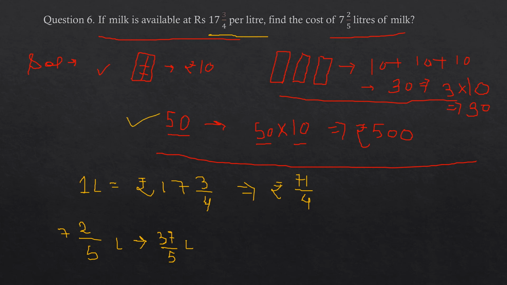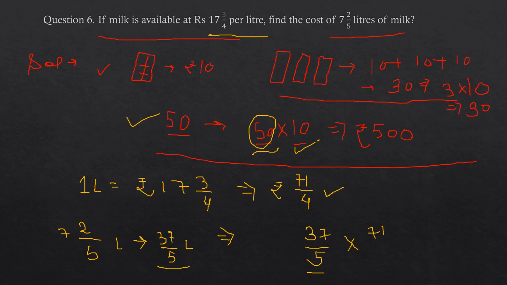What you have written in this case, you've multiplied the number of chocolates with the cost of one chocolate, right? Here also, to get the cost of 37 by 5 liters of milk, you will just multiply it to the cost of 1 liter of milk. Means the cost of 7 whole 2 by 5 liters of milk will be equal to 37 by 5, the amount of milk you need. Here the number of chocolates were 50, and here the amount of milk is 37 by 5 liters, and the cost is 71 by 4.